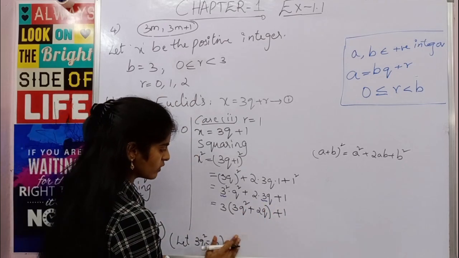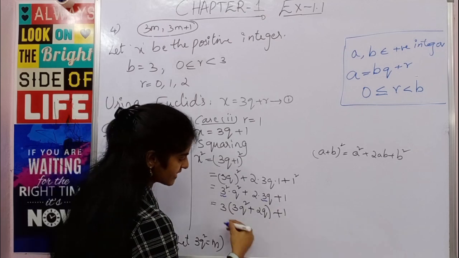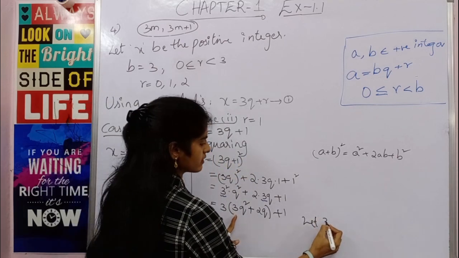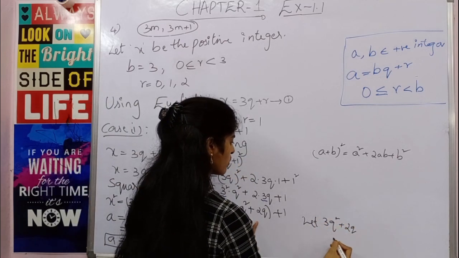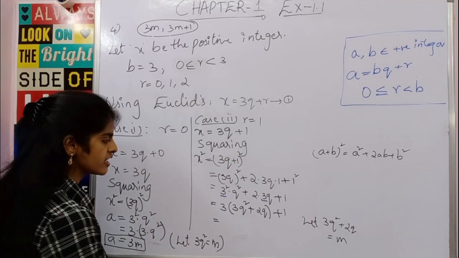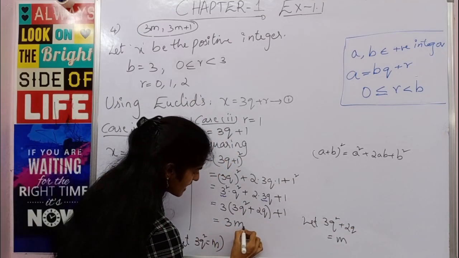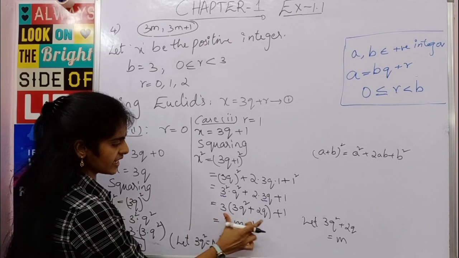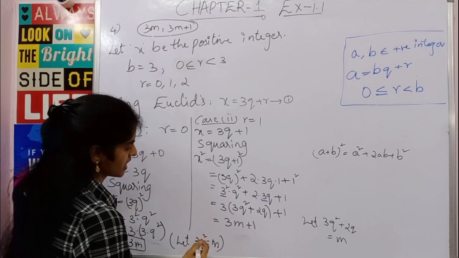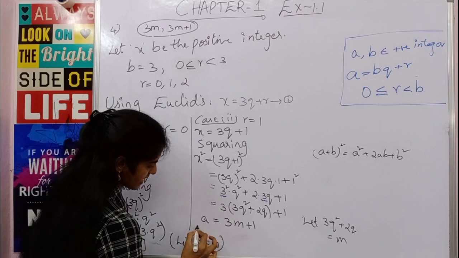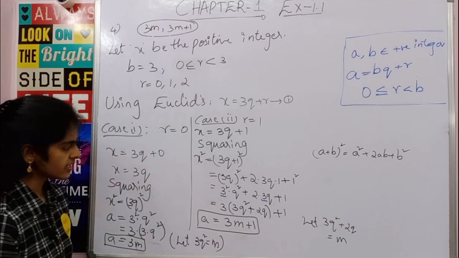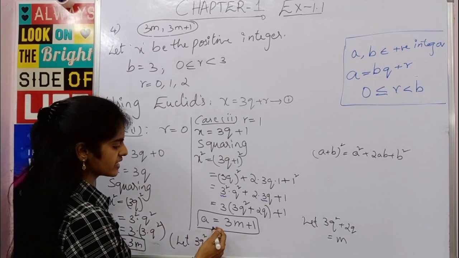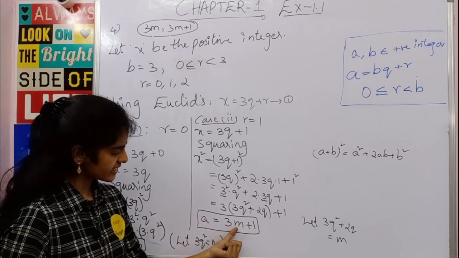Okay, now what shall we do? This entire bracket, whatever is there in this bracket, let us represent it as m. Okay, so let whatever you have 3q square plus 2q, this I want to write it as m. Okay, so this entire thing if I write as m, this will be 3m plus 1. Clear? This entire thing I have taken it as m. So 3m plus 1. Okay, so this x square I am taking it as a. Okay, so square of positive integer I am taking it as a, as in the previous case. Okay, so this you got it as square of any positive integer is 3m plus 1.